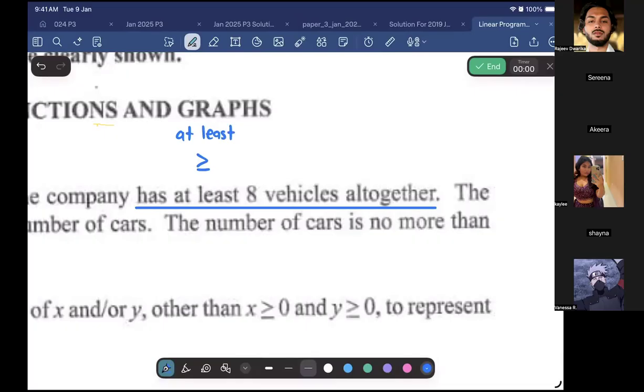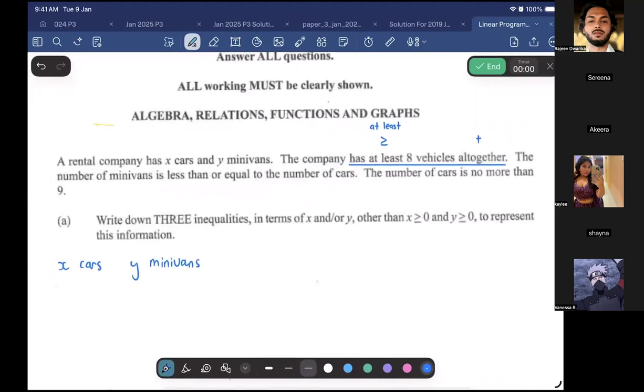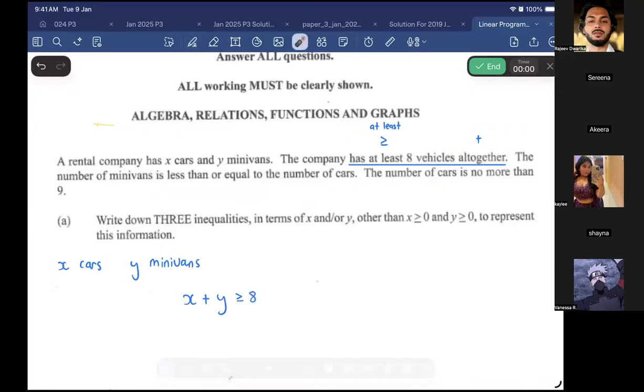Vanessa, you understand, right? Yeah. And when you see the word altogether, do you add or do you minus? Add. Great, add. How many types of vehicles do they have? 2, cars and minivans. Right. And what is the number of cars they have? At no more than 9. No, that's not what I mean. Oh, X. Yes, X, right? So they have X cars. So if they have X cars, then I would add that to the number of minivans, which is Y, and that must be more than or equal to what? 8.